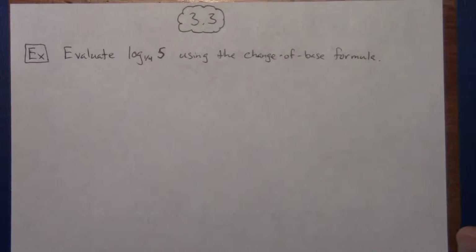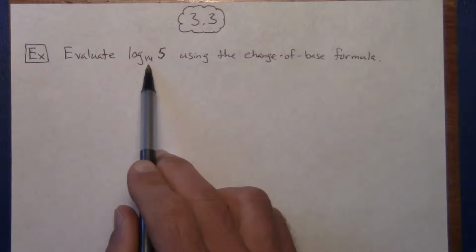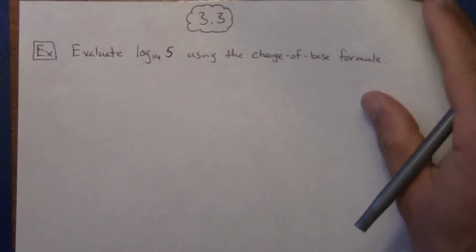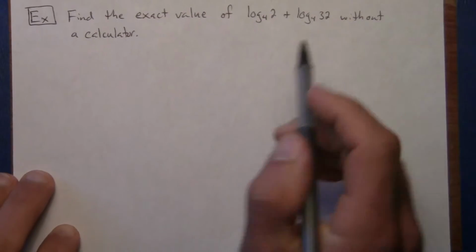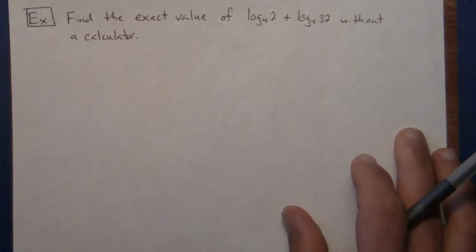For section 3.3, I will do 4 problems for you today. We're going to do one problem where we just evaluate a logarithm, given the base number and the number behind it, using the change of base formula. We will do another problem where we find the exact value of some logarithms without using a calculator, meaning we should probably use the one-to-one property.